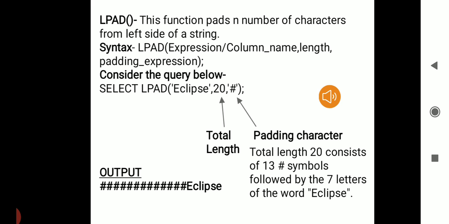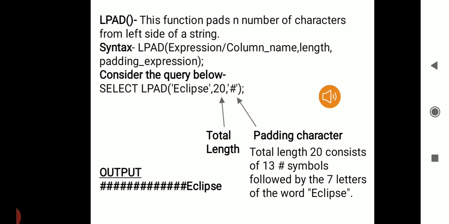Check the example. Select LPad, then within bracket see the text eclipse. This text eclipse is a string expression. Then comma, see the number 20. Number 20 here is the total length. Comma, see the symbol hash. Symbol hash here is the padding character. So the query is select LPad within bracket eclipse, 20, hash followed by semicolon.